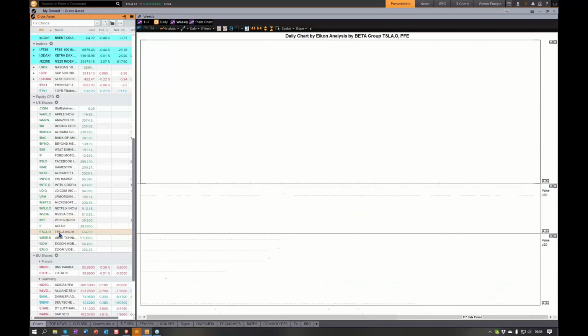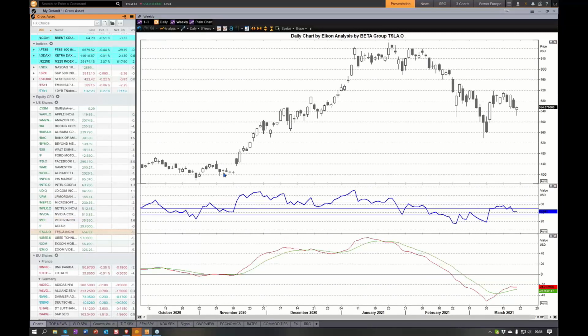Oh, sorry, I neglected Tesla. We can't do that, can we? But look at Tesla. Great looking chart. Forget the name of the stock. It's head and shoulders here at the top. We have gone through the objective of that. This is a sagging, poor looking chart.